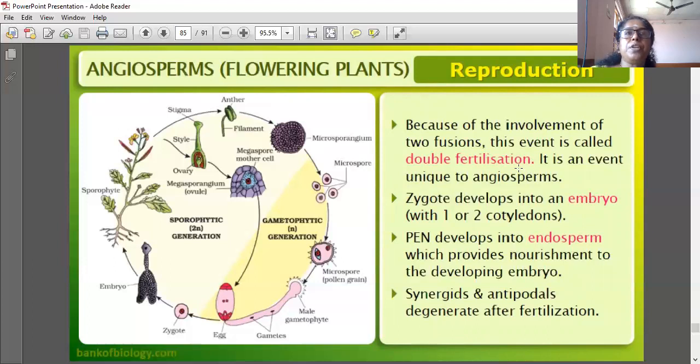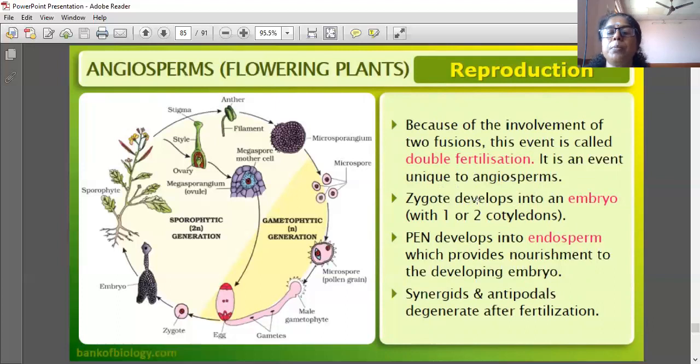Two fertilizations took place because in the pollen tube two nuclei were there. Out of that, one nucleus combined with the egg apparatus, the egg, to form the zygote. The other nucleus combined with the two polar nuclei, which formed the secondary nucleus, to form the endosperm. So two fertilizations take place, so it is called double fertilization. It is an event unique to angiosperms.